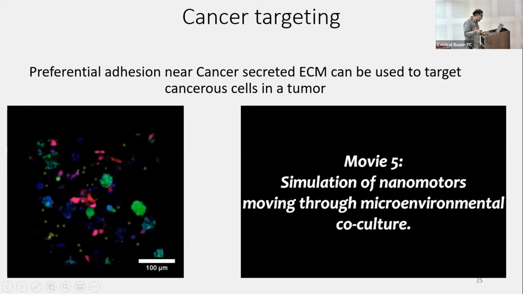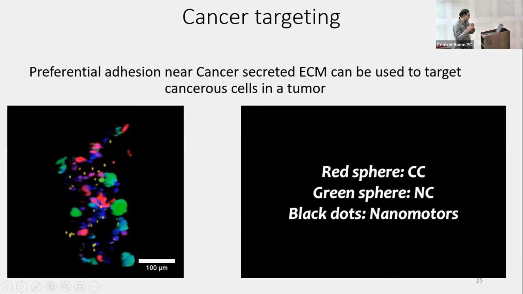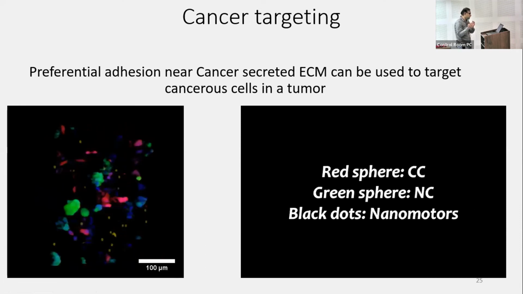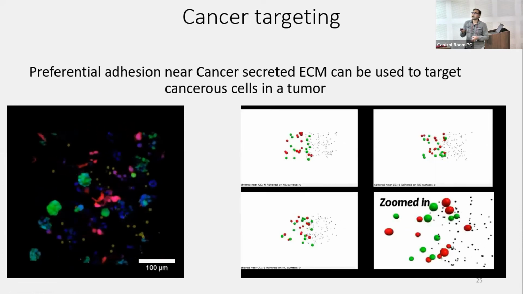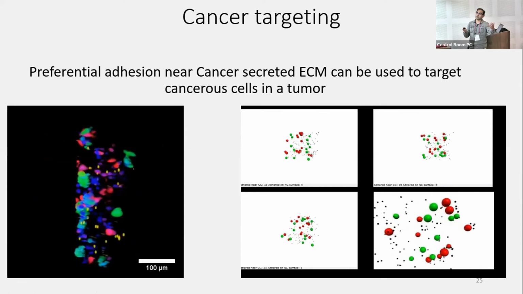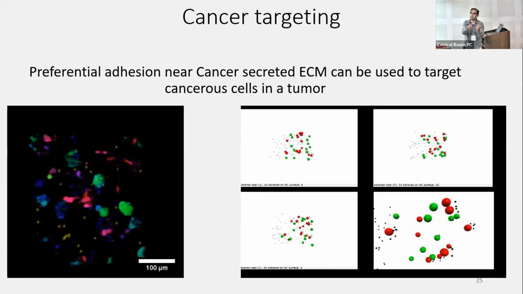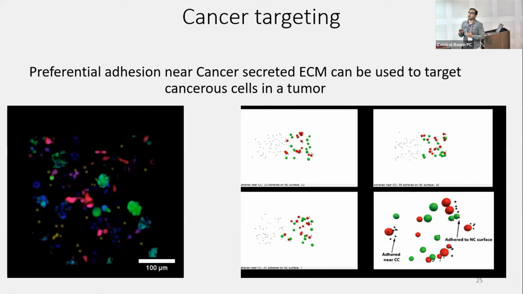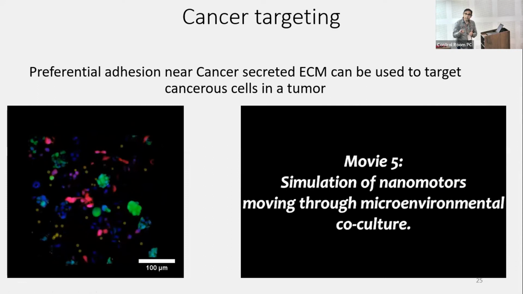We did some simulations and we saw that if you have such a boundary around a cancer cell, they will eventually get stuck, and if you keep doing this nanomotors back and forth motion, if you send them and then you bring them back, they will eventually localize around the cancer cells, leaving the normal cells as they are. And this is a very neat way of cancer targeting.